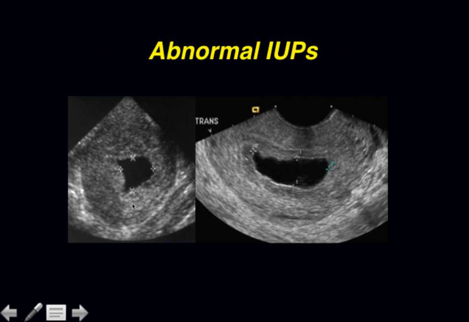Here are two examples of cases that you might encounter. Here we run into a problem because in this case and in this case, we do not see a double sac sign. We do not see a yolk sac. We do not see an embryo with or without a heartbeat. So what we cannot say is that these are definitively intrauterine pregnancies. What we can say is that if they are intrauterine pregnancies, they are abnormal.